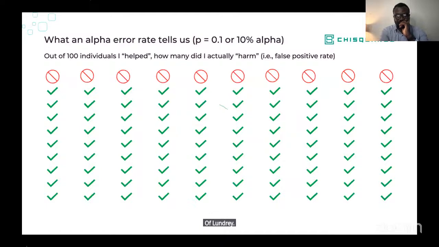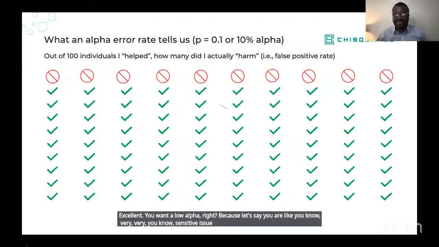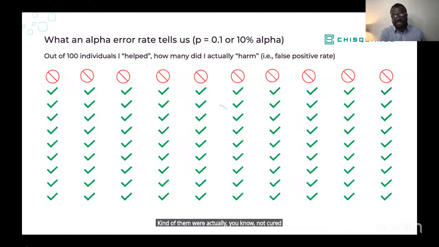Low alpha. Excellent. You want a low alpha, right? Because let's say you are dealing with a very, very sensitive issue, life and death, let's say a drug for cancer. You don't want to say, oh, we cured 100 people, but 10 of them were actually not cured. It's just false positive results.